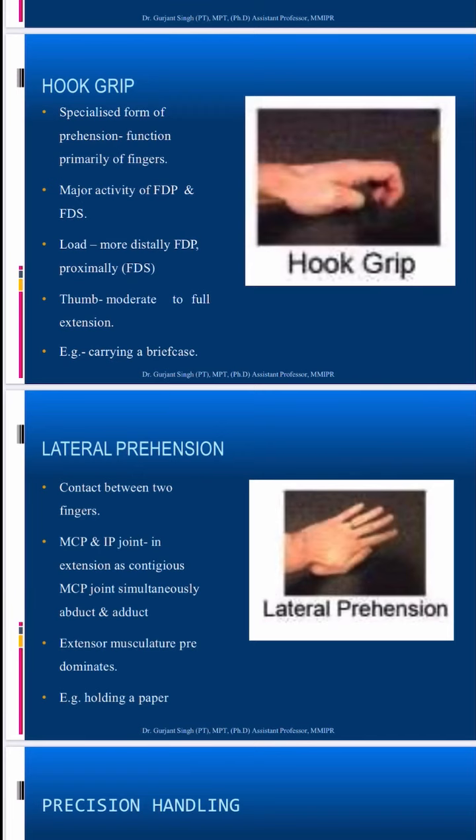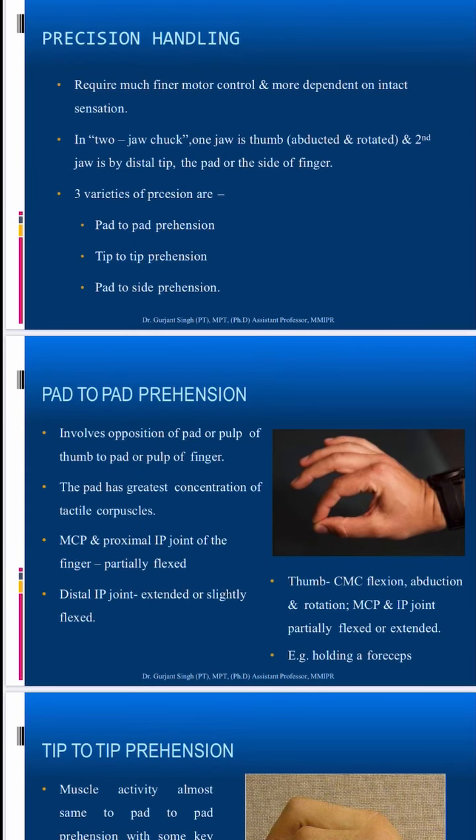In the hook grip, the major activity is of flexor digitorum profundus and flexor digitorum superficialis, which are the extrinsic finger flexors. In lateral prehension, there is a contact between two fingers. For example, if you are holding a paper between your fingers, that is the lateral prehension. And precision handling includes the fine movements of the hand and is of three types: pad to pad prehension, tip to tip prehension and pad to side prehension.